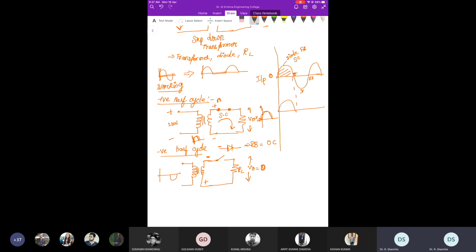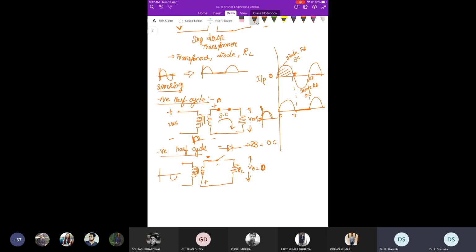During the negative half cycle, what happened? Your diode will act as a reverse bias. Reverse bias means it will act as an open circuit, so there will be no current flow. So during the negative half cycle, you won't get any output. Similarly, again during the positive half cycle, your diode will act as forward bias. You will get the output waveform. So here you will get the value.